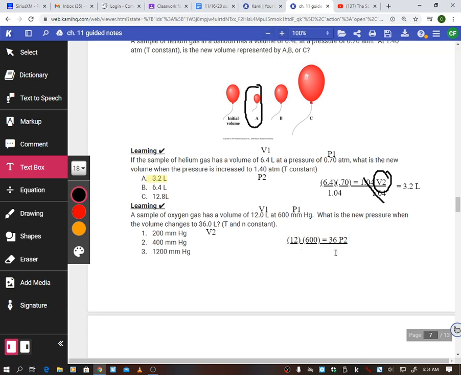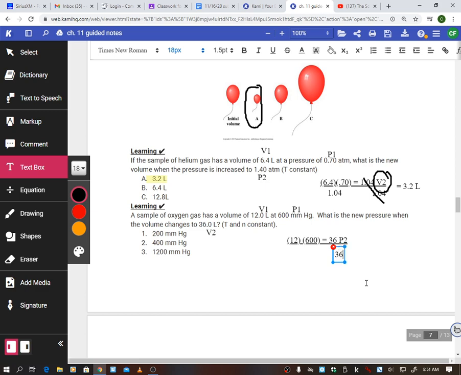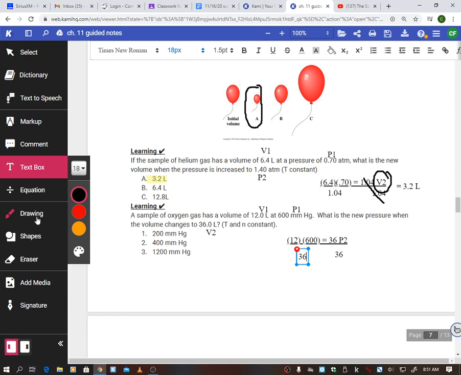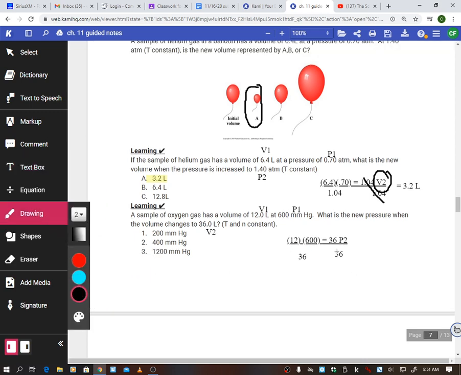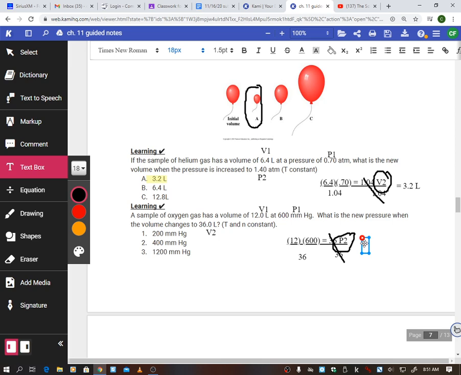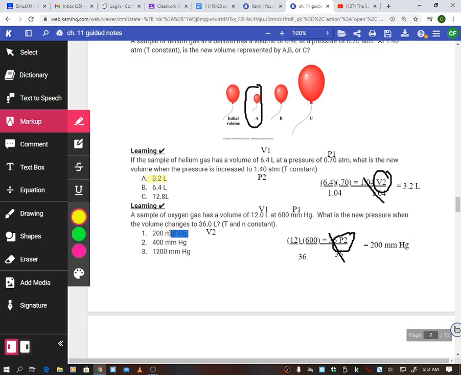All right, so to find my new pressure, I need to divide by 36 on each side of the equal sign. What that does is cancel out the 36 here, leaving me with my new pressure. So I'm going to take 12 times 600 divided by 36, and that is going to equal 200. Now, it's going to be in millimeters of mercury because that is what my initial pressure was in. So the answer to this would be A, or number 1, I guess, 200.